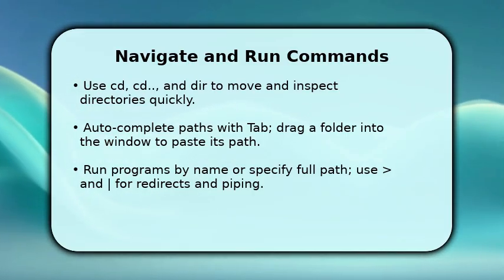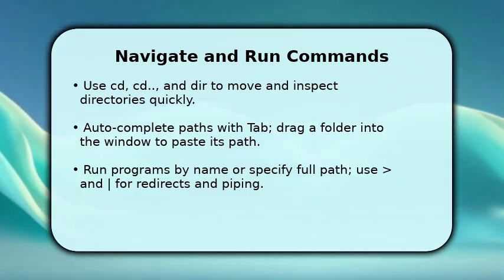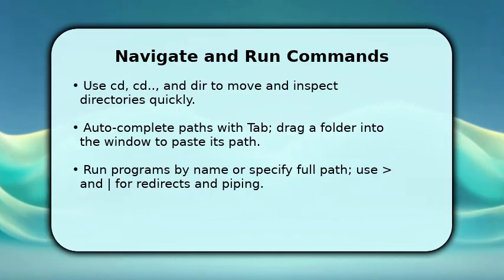Use > to redirect output to a file and | to pipe between commands so you can filter or chain operations. This speeds complex workflows and avoids temporary GUI.